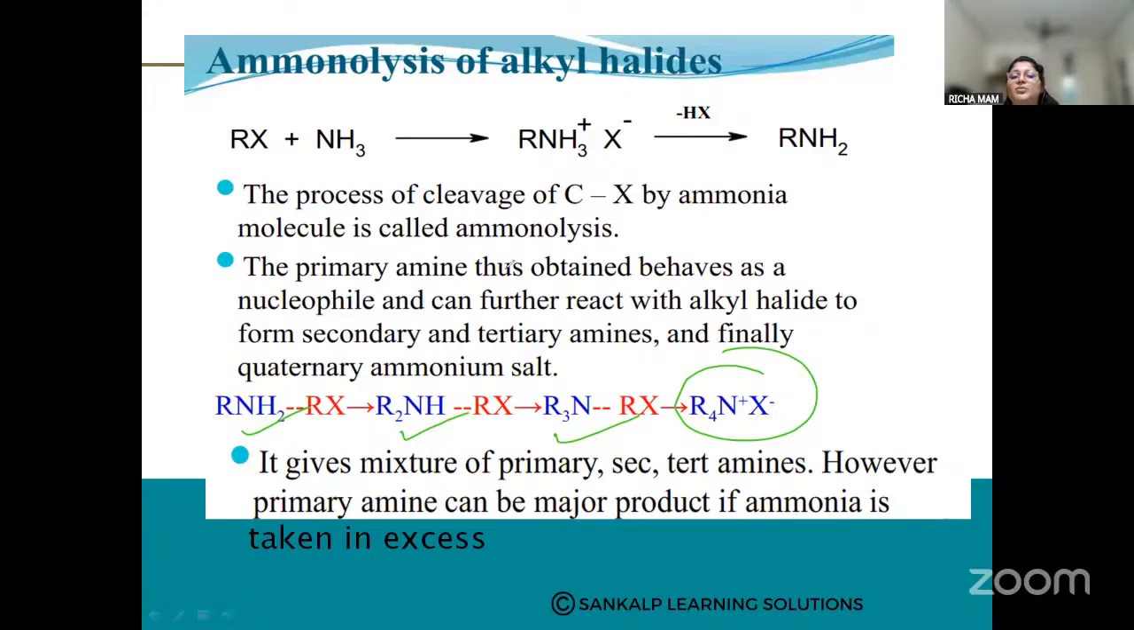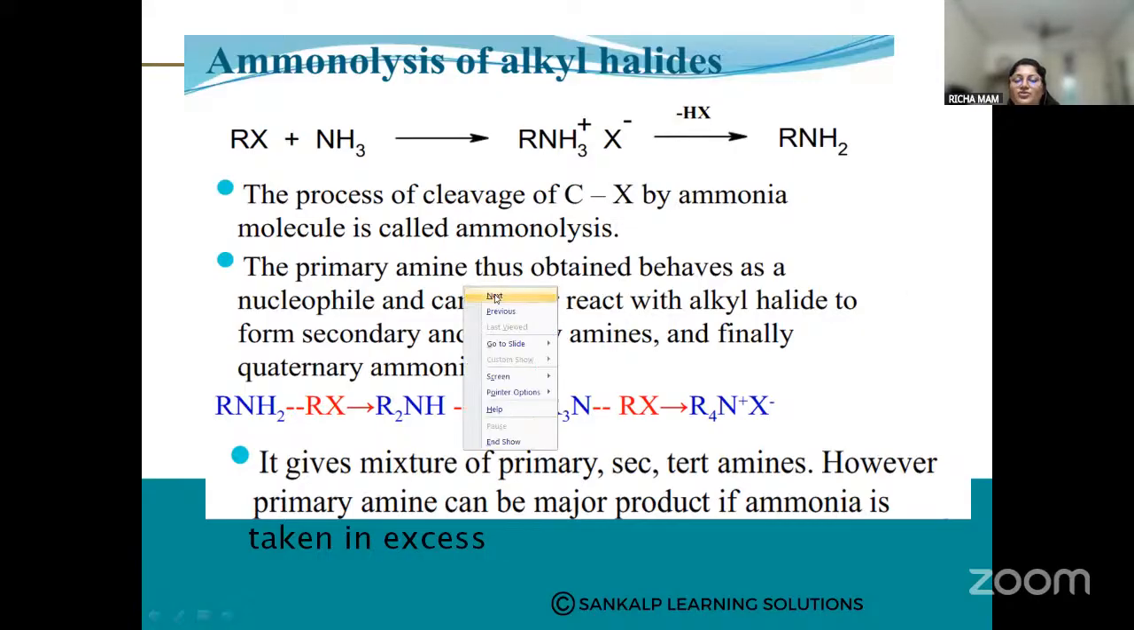The primary amine thus obtained behaves as a nucleophile and can further react with alkyl halide to give secondary and tertiary amine, and finally quaternary ammonium salt. So it gives you a mixture of primary, secondary, and tertiary amine. However, the major product will be your primary amine. Okay, fine. Let us go for the next one.